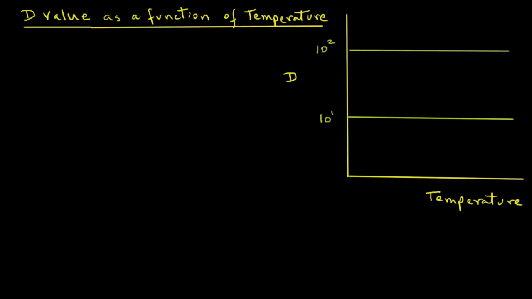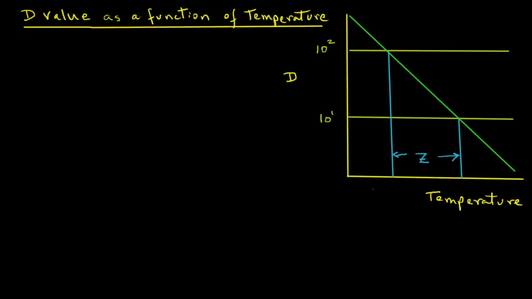In this tutorial, we will develop an understanding of the relationship between D values and F values. Recall from a previous tutorial, when we were looking at the thermal characteristics of microorganisms and we discussed the D value, that on a semi-log plot, where we have a log scale on the y-axis and a regular scale on the x-axis, we have D values on the y-axis and temperature on the x-axis, that a line represents the relationship between D values and temperature.